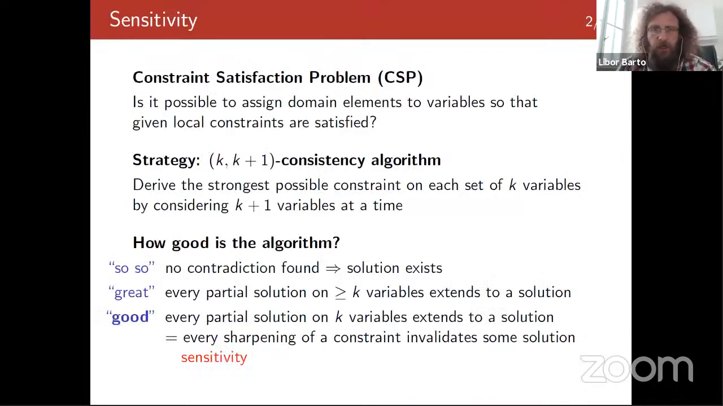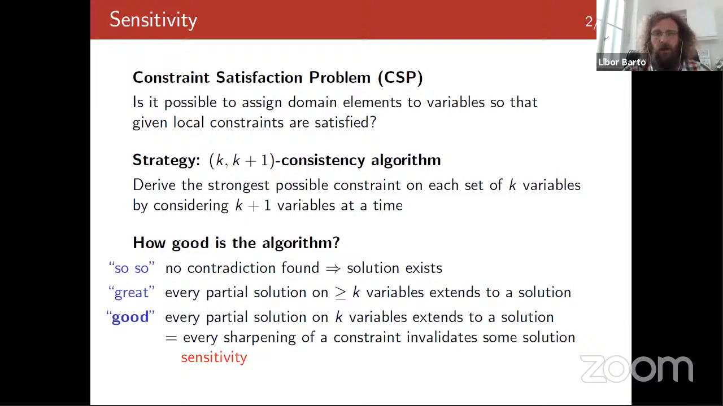Okay, no, I cannot. So this work is about constraint satisfaction problems with fixed templates. So the input is a set of local constraints where each constraint relation comes from a specified set. And the task is to determine whether all the constraints can be satisfied. And a standard preprocessing procedure is the k+1 consistency algorithm, where we derive strongest possible constraints on k variables by looking at k+1 variables at a time. And the paper is about how good this algorithm is.